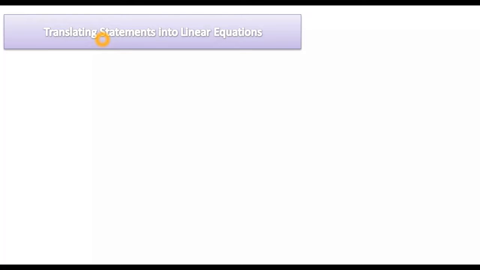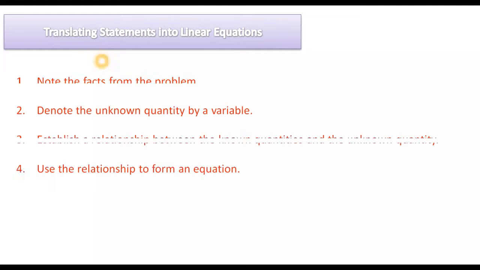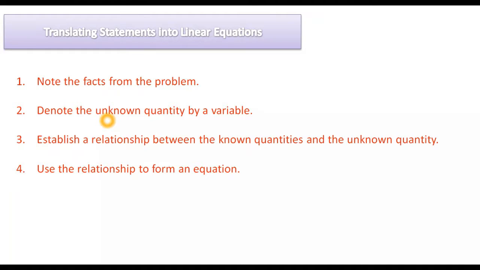Okay, so the first step we need to do to translate a statement into a linear equation is to note the facts from the problem. That means first of all you have to understand the problem, you have to note down the facts which are given in the problem. Then step number 2 is to denote the unknown quantity by a variable.